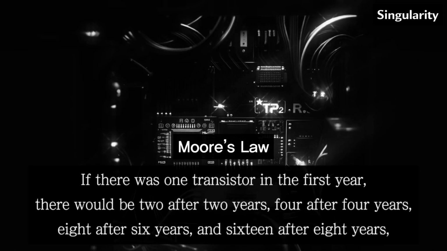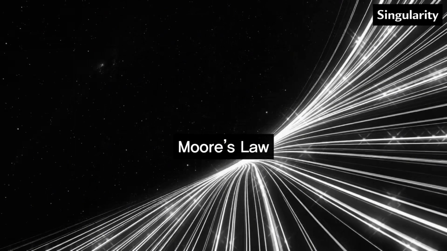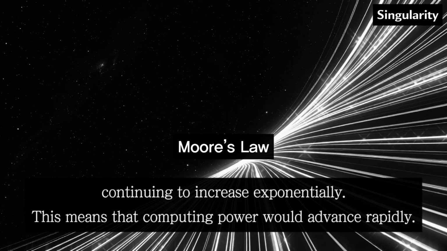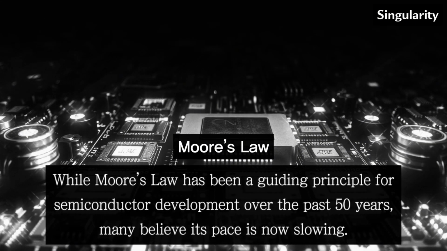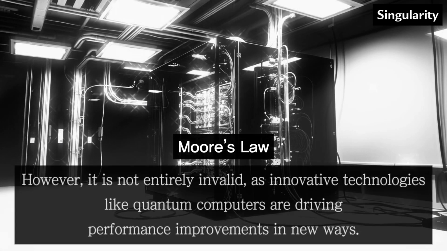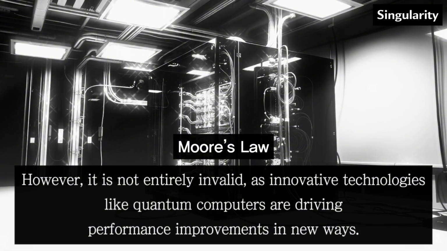If there was 1 transistor in the first year, there would be 2 after 2 years, 4 after 4 years, 8 after 6 years, and 16 after 8 years, continuing to increase exponentially. This means that computing power would advance rapidly. While Moore's law has been a guiding principle for semiconductor development over the past 50 years, many believe its pace is now slowing. However, it is not entirely invalid, as innovative technologies like quantum computers are driving performance improvements in new ways.